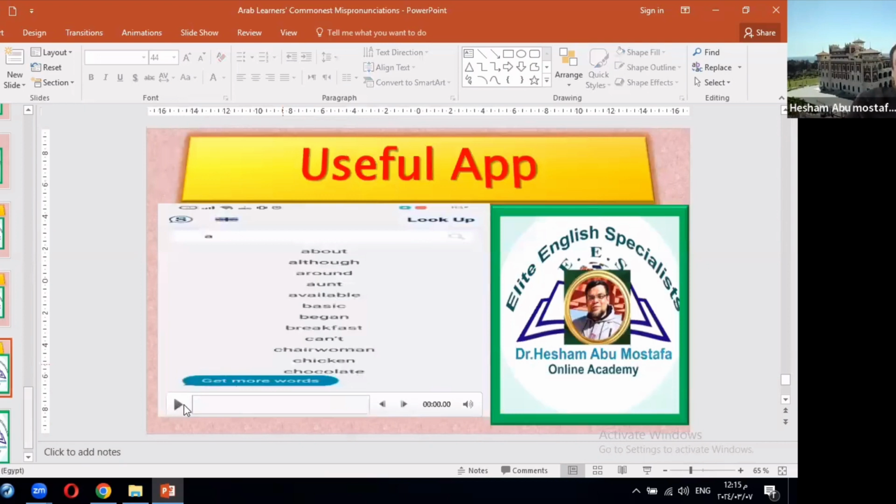Useful, especially for stress. This app is very useful.